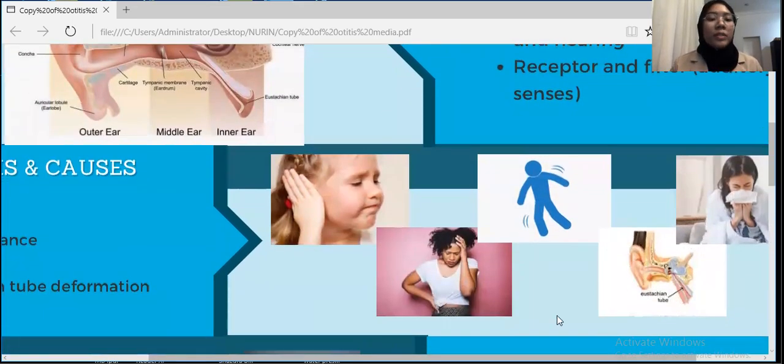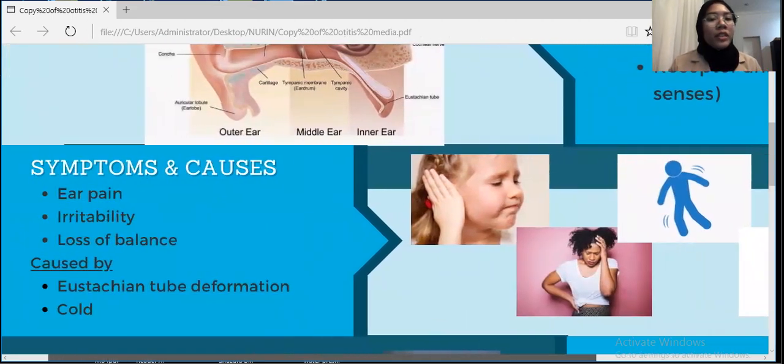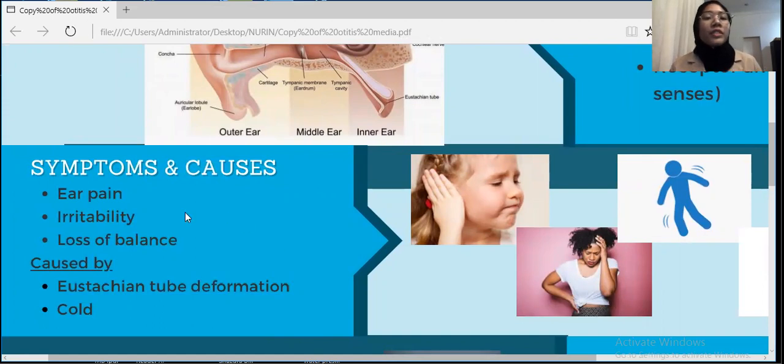So, to know the symptoms and causes of otitis media. There are many symptoms and causes, but these are the main ones. First, you have the sensation of ear pain, irritability, and loss of balance. As I mentioned earlier, the ear is responsible for maintaining our balance. And otitis media is caused by eustachian tube deformation. This is mostly for COME, and cold can cause AOM and OME.